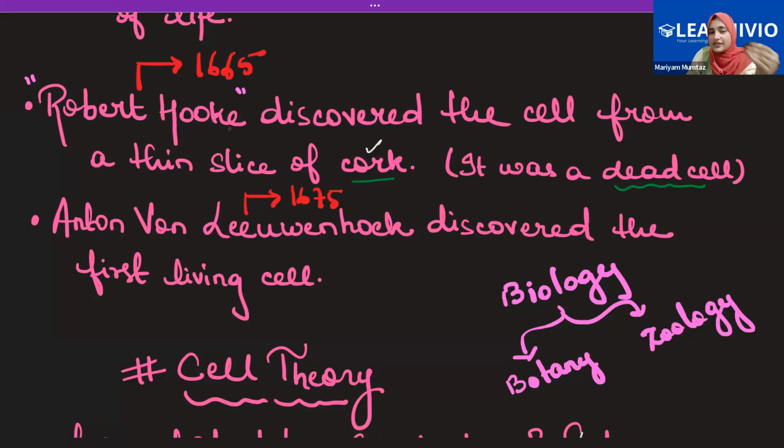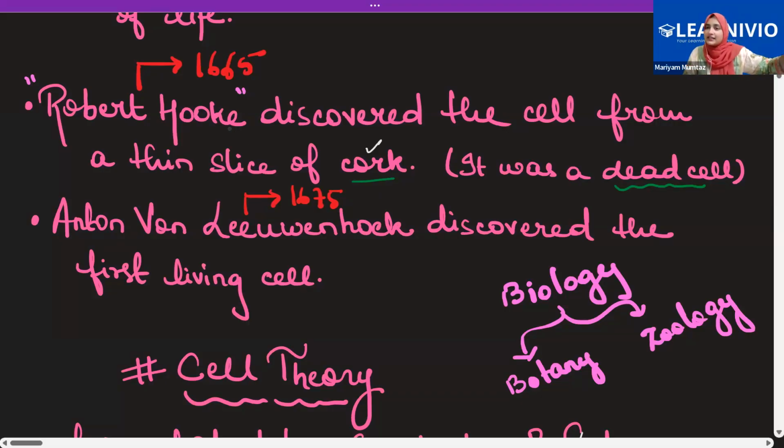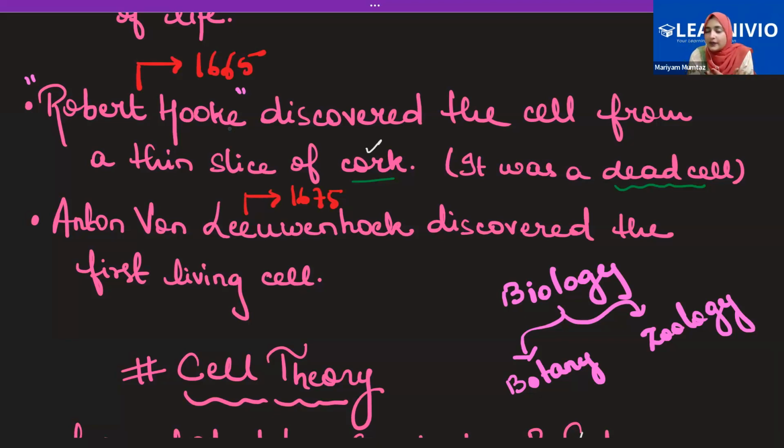Now, after the cell was discovered, different scientists started to formulate theories about the cell, right? How the cell functions, how the cell exists, what the structures are and everything. Everyone had their own particular theories to give about the cell. Now, you know that the entire biology has been divided into two major chunks: the study of plants and the study of animals. The study of plants is botany. The study of animals is zoology.